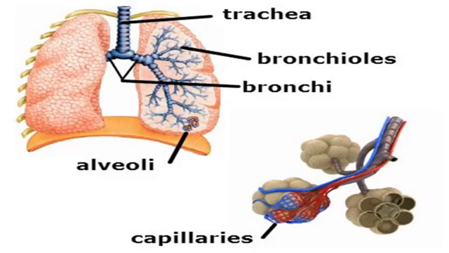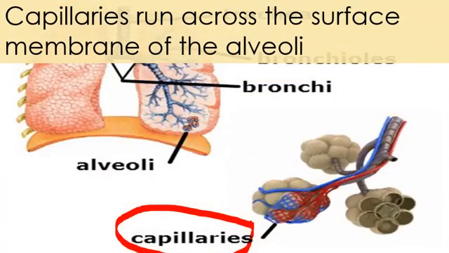The alveoli contain surfaces loaded with capillaries. So capillaries run across the surface membrane of the alveoli. Again, let's read. Capillaries run across the surface membrane of the alveoli. So, oxygen and carbon dioxide diffuse across the membrane on and off the hemoglobin in the red blood cells.